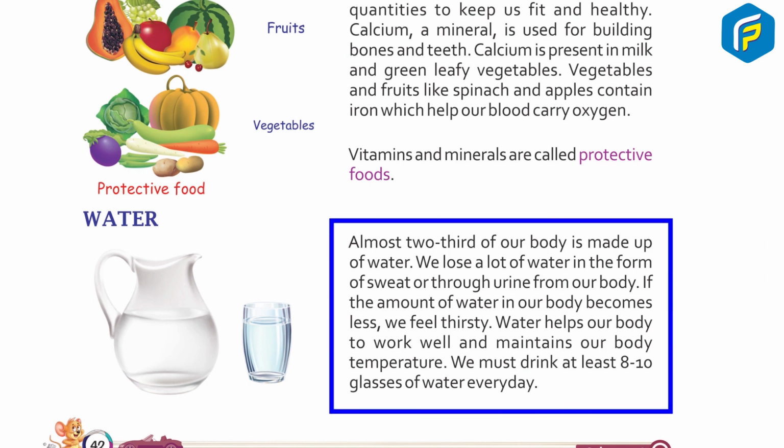Water. Almost two-thirds of our body is made up of water. We lose a lot of water in the form of sweat and through urine from our body. If the amount of water in our body becomes less, we feel thirsty. Water helps our body to work well and maintains our body temperature. We must drink at least 8 to 10 glasses of water every day.